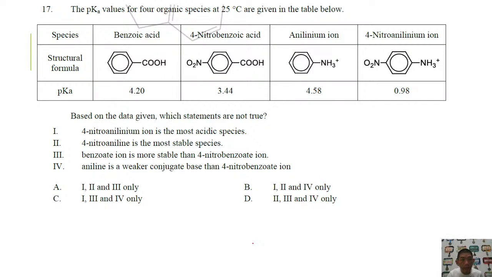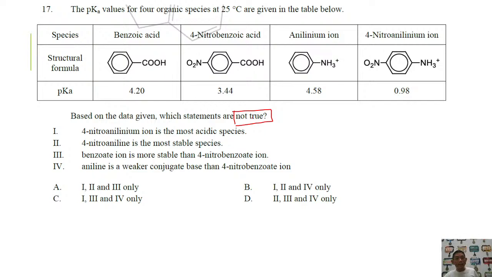As for 17, the pKa values of 4 organic species at 25 degrees Celsius are given in the table below. Based on the data given, which of the following statements is not true? Sometimes you have to be very careful because the questions can be tricky in the sense of true or not true, so you better highlight it. Okay, so we are looking for not true.